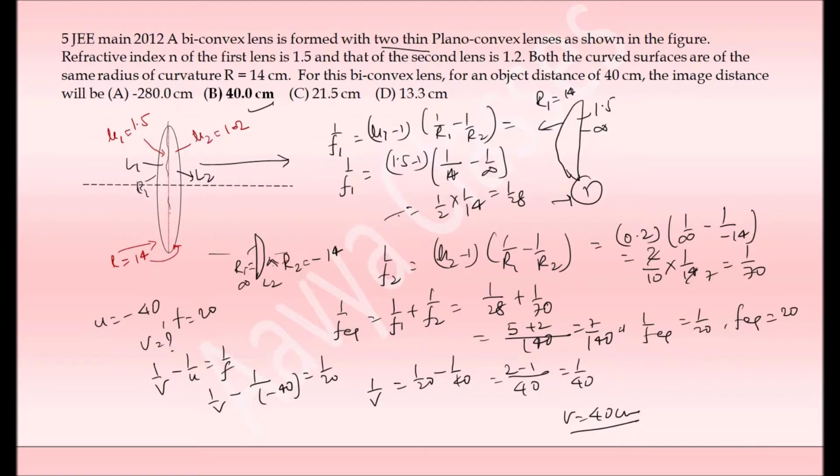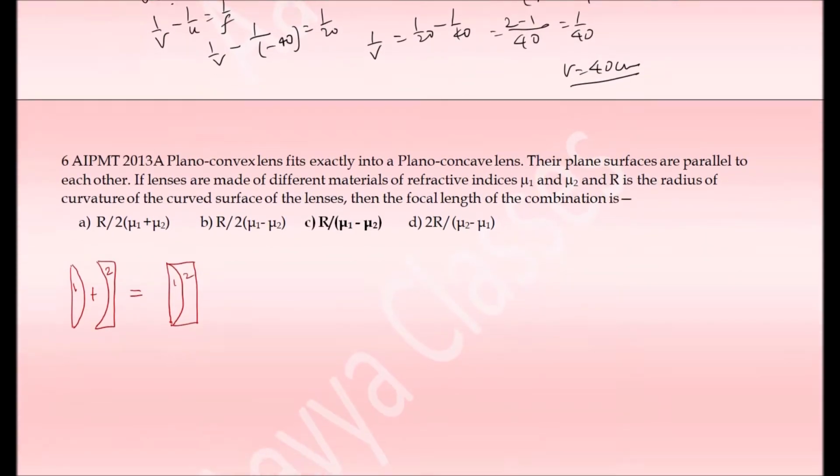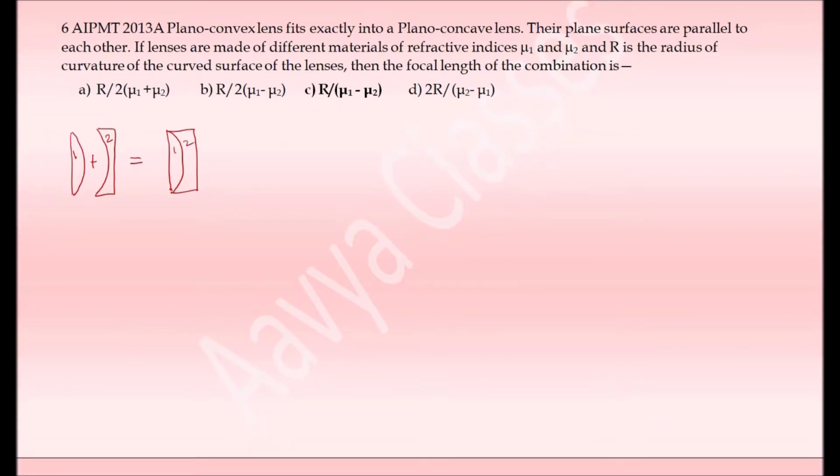Now we will move to the next problem. This problem I have picked from AIPMT 2013. A plano-convex lens fits exactly into a plano-concave lens. Their plane surfaces are parallel to each other. If the lenses are made of different materials of refractive indices mu1 and mu2, and R is the radius of curvature of the curved surface of the lens, then the focal length of the combination is.